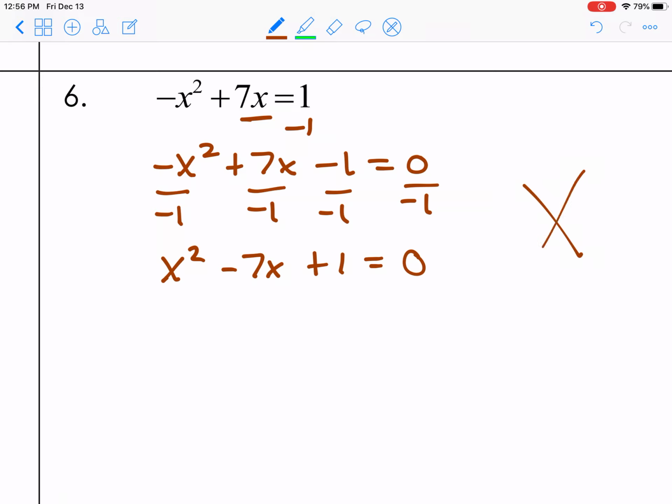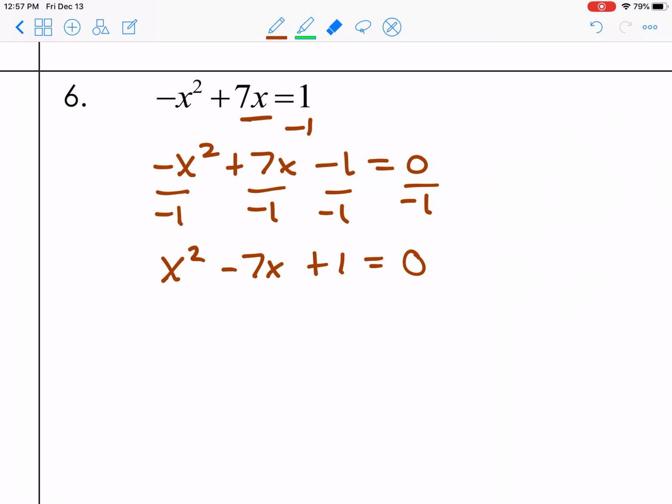So when we do a times c, we're getting 1. And b is -7, and 1 is prime? Well, it's not even prime, is it? 1 times 1 is 1. 1 plus 1 does not get us to -7. Even if I did -1 and -1, I would add and get -2. So this one won't work for factoring.